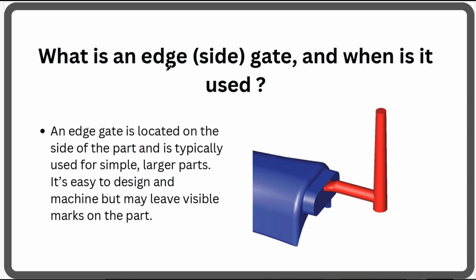So what is meant by an edge gate and when do we use it? The edge gate, as you can see in this picture, is located at the edge of the part. It is very simple and is used for larger parts. Generally, while removing the part after solidification, it gives a visible mark. Some cutting and a visible mark will show on the surface of the final plastic product.